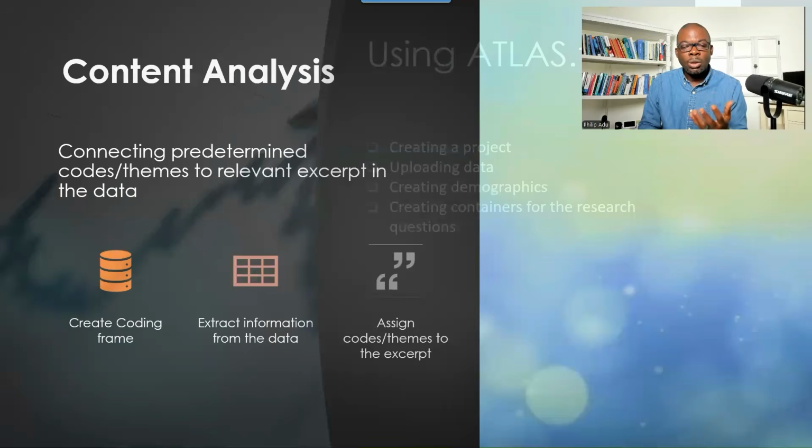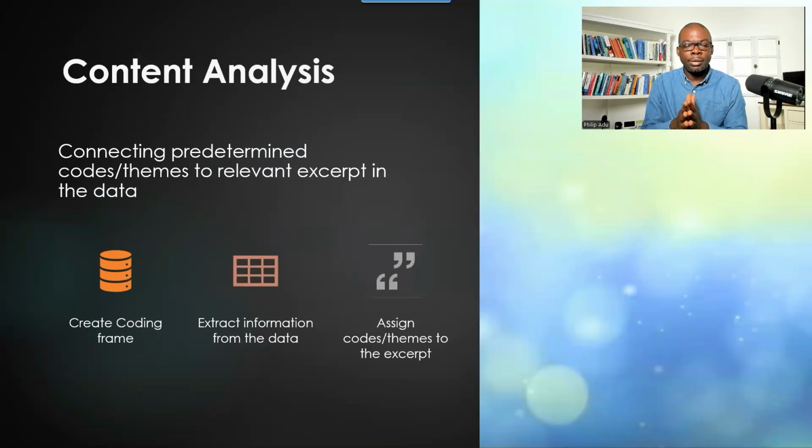So what is content analysis? Content analysis is all about creating containers or creating codes and themes, and then you go through the data, identify information that is significant and connect it to the codes and themes that you have created. Before you go to your data, you have already created codes, and the codes then inform what significant information you have to take from the data. So it's like you are searching for information and dropping it into the predetermined codes or themes. That's all about content analysis.